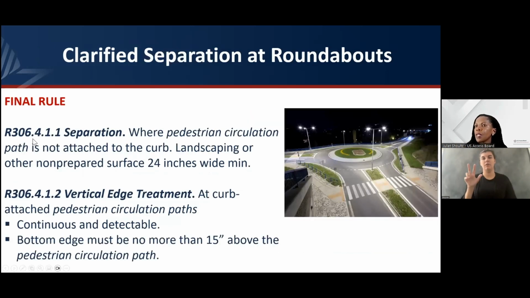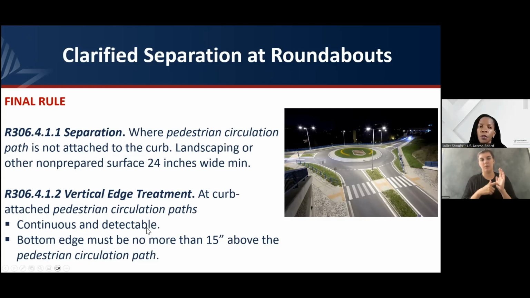Then we have 306.4.1.1 separation and 306.4.1.2 vertical edge treatments, specifically those two options. So for separation, where the pedestrian circulation path is not attached to the curb, landscaping or other non-prepared surface 24 inches wide minimum must be provided. In this illustration, they've done both. They've provided separation with landscaping, at least 2 feet wide, and they've also provided vertical edge treatment.